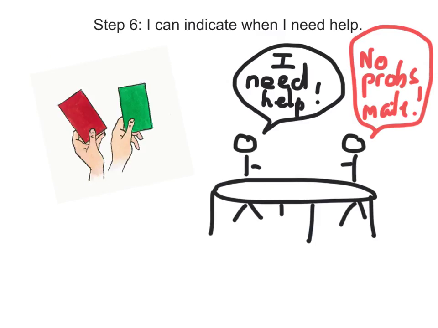And finally, for step 6, I can indicate when I need help. So no matter how much you try, if you're still getting really stuck, please remember to always ask somebody in your group or on your table that you need help. Or better yet, get out your red and green card and actually show us if you can understand what you're doing or if you're desperately stuck. Okay, good luck with the next problem.